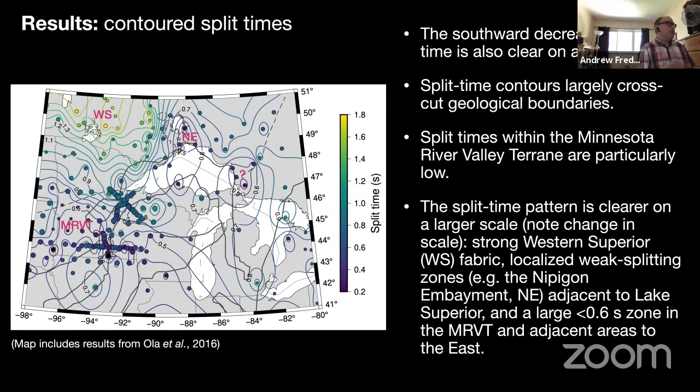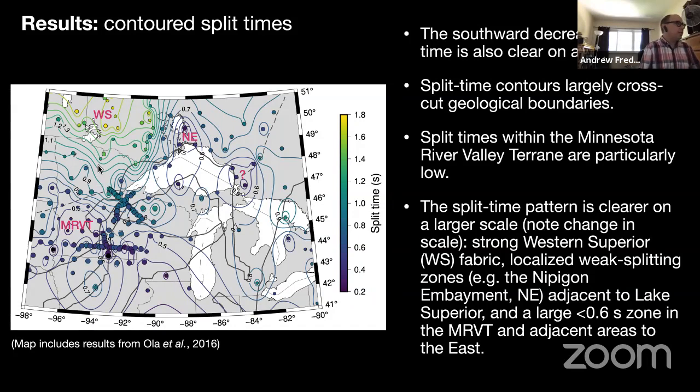If you expand this out, include a bunch of previous work as well. There's a previous study by Ola et al. that looked at the Canadian SPREE stations as well as some additional TA stations. Now you can see that the larger pattern is in large part due to the edge of a Western Superior feature. If you get up into the Western Superior, you get very large split times. In fact, this cuts off at 1.8, but if you go further north, you can actually get splits over 2 seconds in places. So there's this tremendous south to north drop in the strength of fabric.